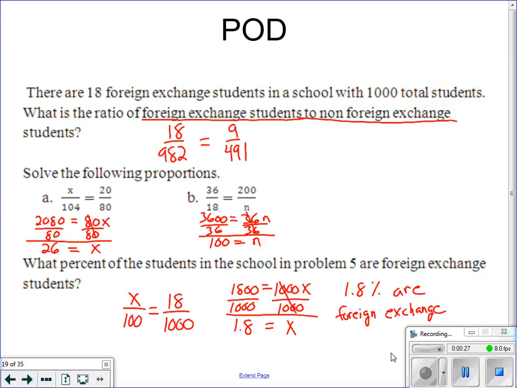All right, here's the answers to the problem of the day. In the first one there, I just want to draw your attention to the question. It said, what's the ratio of foreign exchange students to non-foreign exchange students? So if 18 of the 1,000 are foreign exchange students, you'd have to take the 1,000 minus 18 to get the number that are non-foreign exchange students, which would be the 982. And that's going to reduce to 9 over 491. The rest of them, just take a look at it there and make sure that you have them correct. If you have any questions about them, let me know.